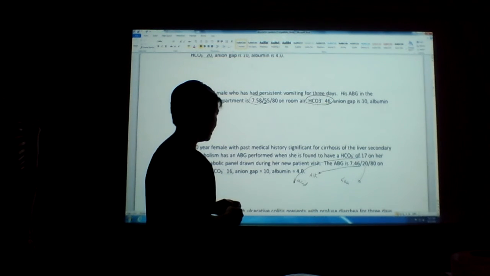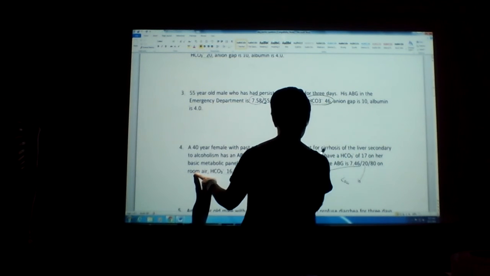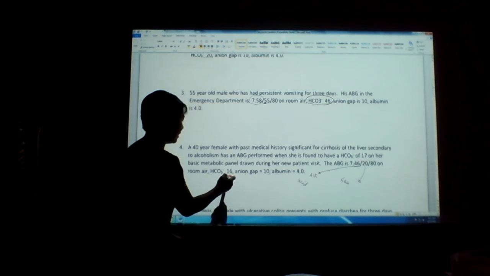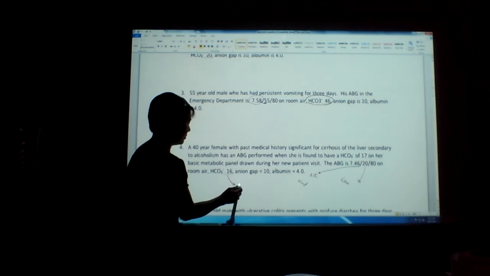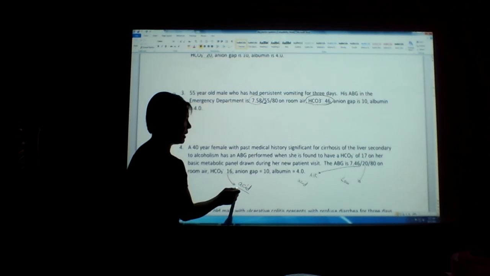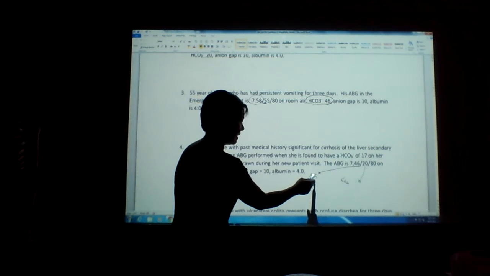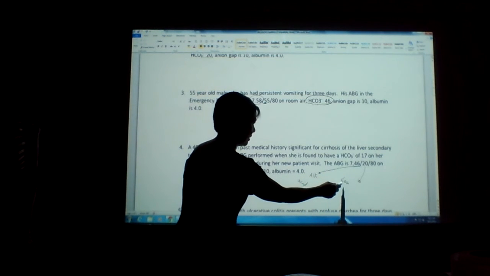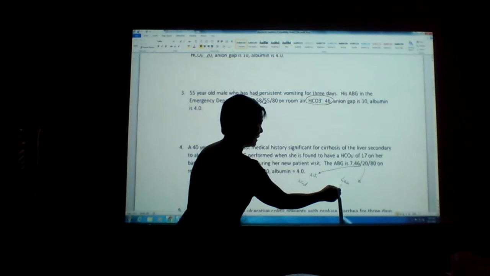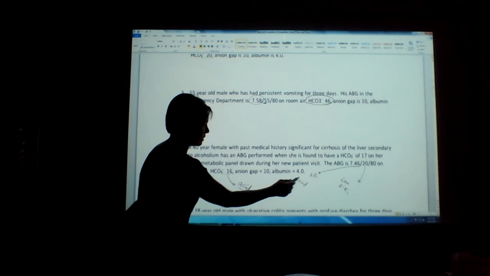Oh no, the bicarb on her room air. The bicarb here is 16. It's still low. This is the one. It's still low, so acidosis. The bicarb is in acidosis, but the pH is high, and then the carbon dioxide is low. So if the carbon dioxide is low, it's alkalosis, and then this one is acidosis.